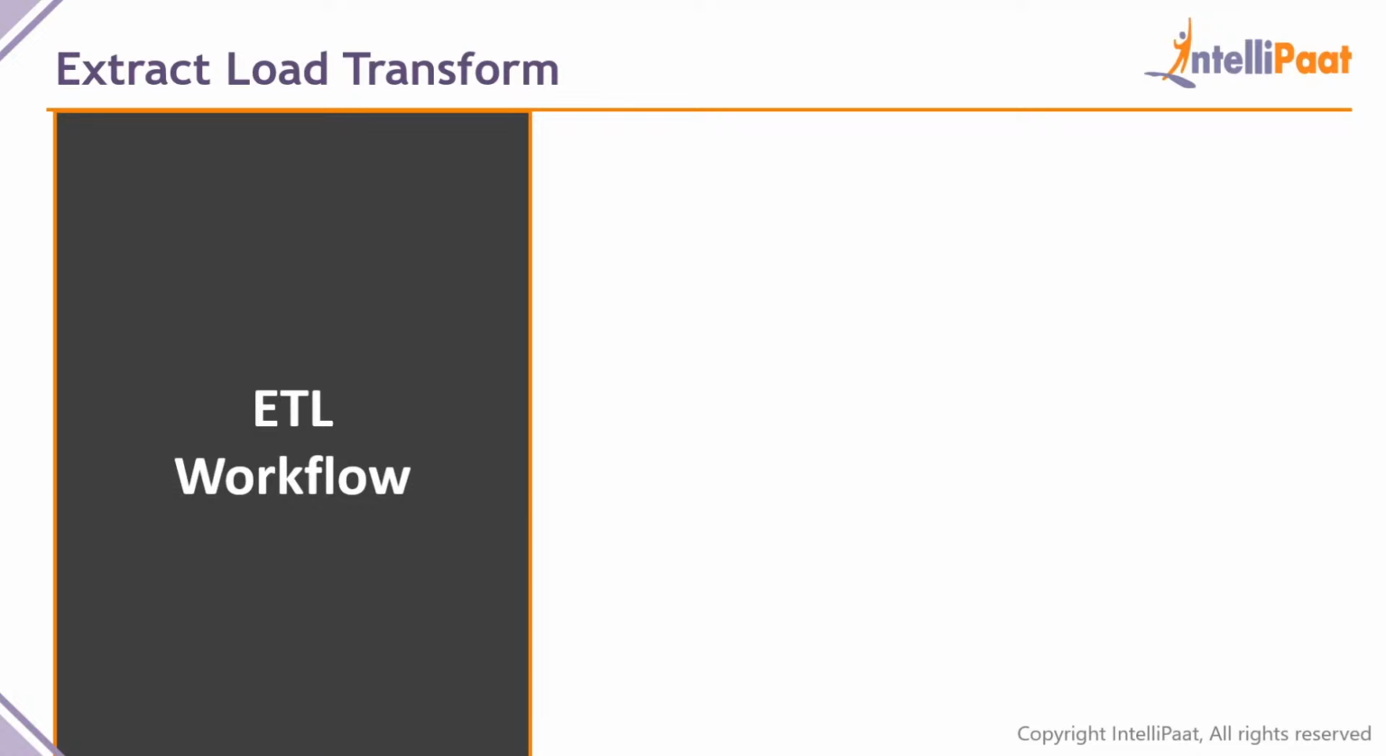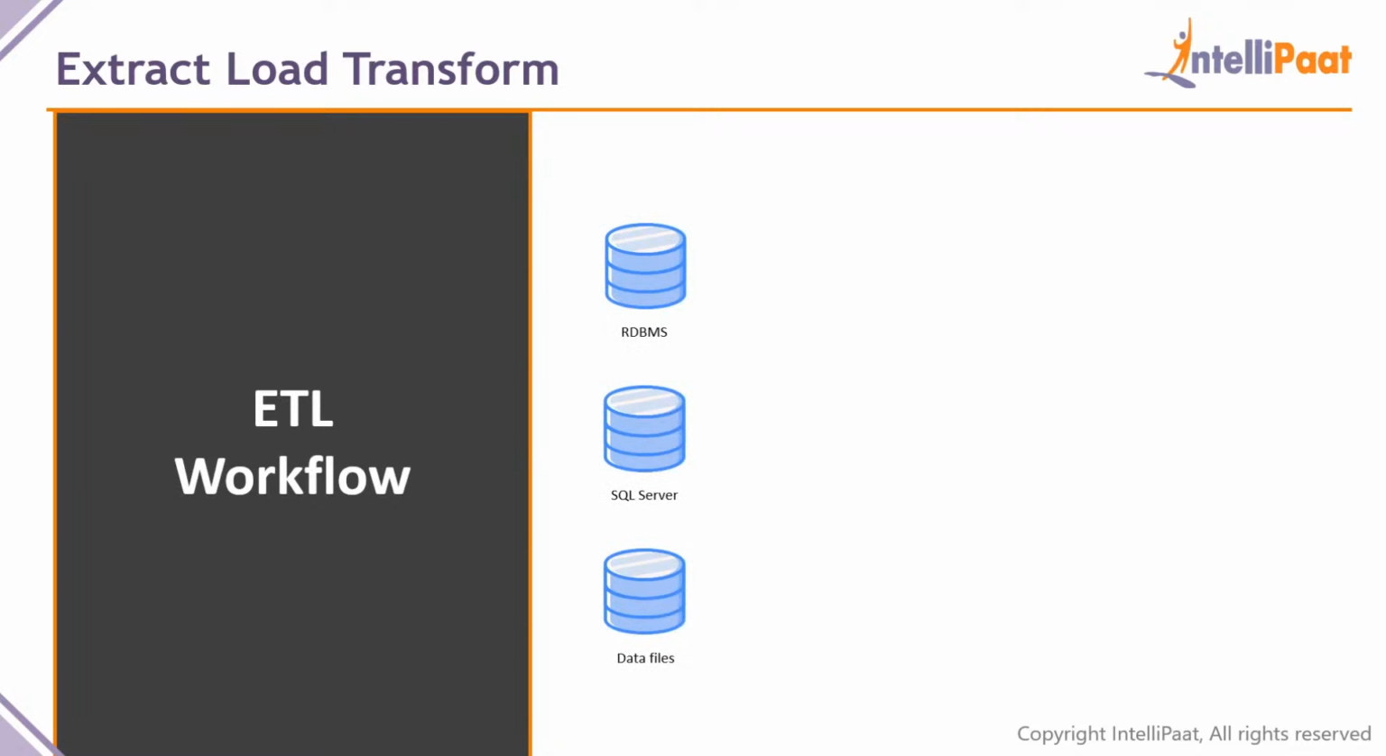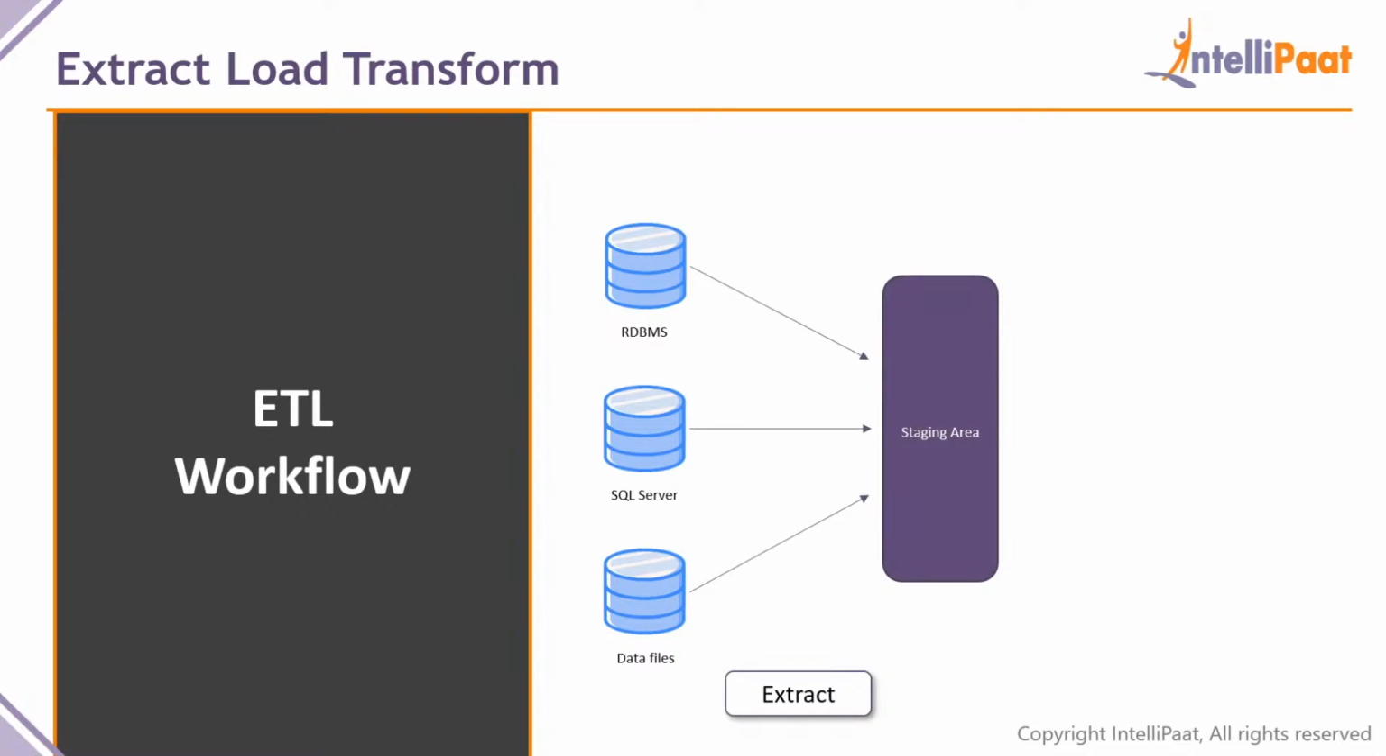To further elaborate on the ETL process, we need to look at the workflow as well. Imagine you have three separate data sources. One is coming from an RDBMS server, one is coming from an SQL server, and one is coming from actual files present on some hard drive or SSD, right? So these are the three data sources that you have currently. The first step is obviously extract, right? So the first step in your ETL tool would be to extract this data into a staging area, right?